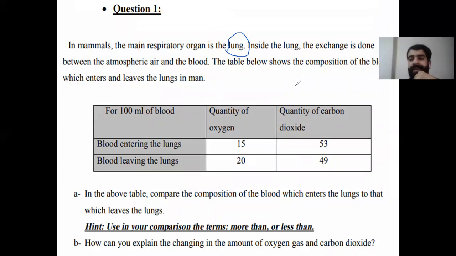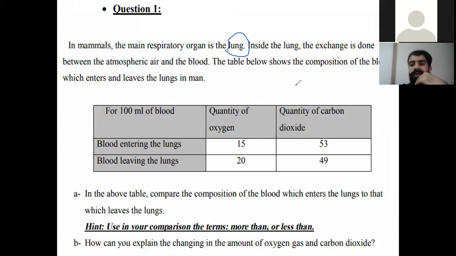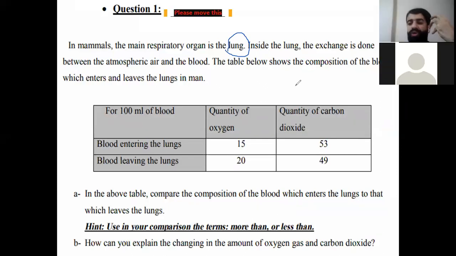Yes, Razan. Pulmonary respiration. Excellent, thank you, Razan. So the type of respiration is called pulmonary respiration, since we have the lungs as the respiratory organ. If we have the trachea as a respiratory organ, what do we call this type of respiration?